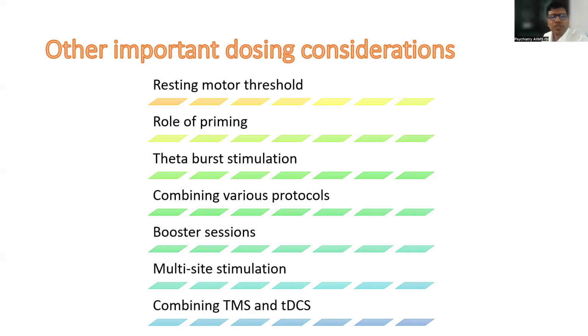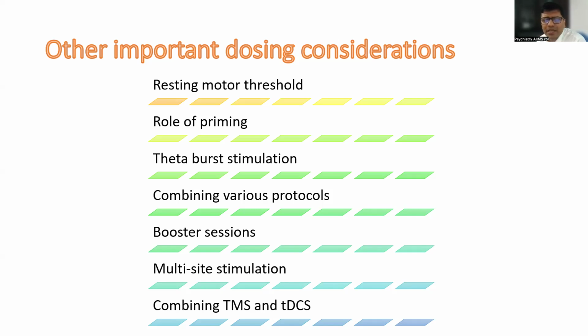Then coming to booster sessions. Booster sessions basically refer to maintenance rTMS. It is aimed at preventing relapse of symptoms, particularly in patients with depression, OCD, schizophrenia. Commonly, people do maintenance rTMS sessions. Multi-site stimulation we have already discussed, then combining TMS with TDCS.